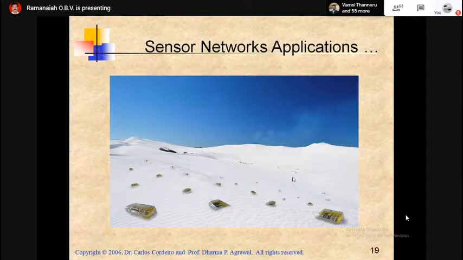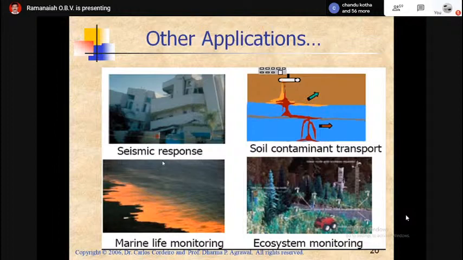So here there is a snow field, right? Sensors are deployed randomly just to measure the atmospheric condition. What is the temperature? What is the humidity? What is the atmospheric pressure? To know that, right? So that way.